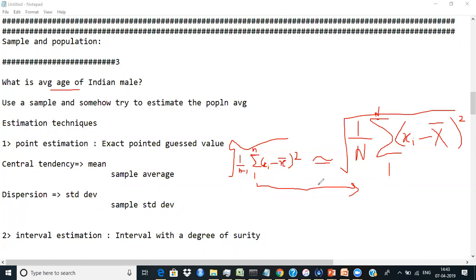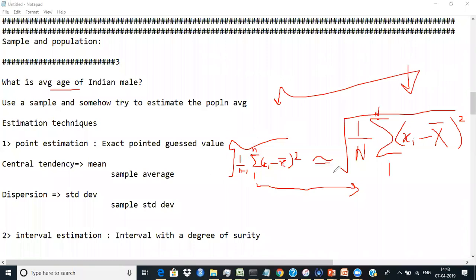I'm saying the best estimate of the right hand side is the left hand side. That's why I have not written equal to. This is not equal to, this converges. So the tilde followed by this means it converges.